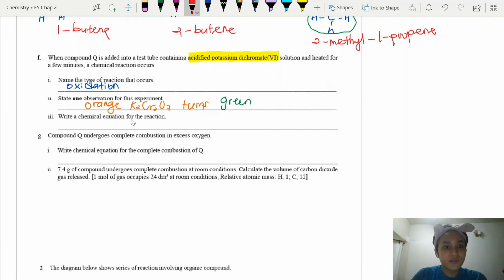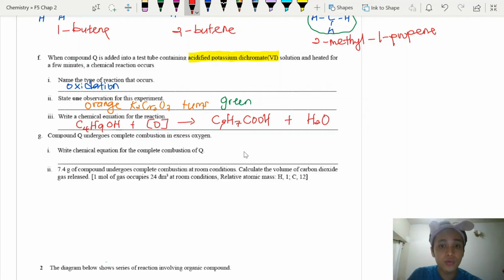Write a chemical equation. So it's C4H9OH. Remember, when oxidation, we just put a bracket and then oxygen inside. Then you are going to get carboxylic acid, 4 carbon. So you are changing from a butanol to butanoic acid, C3H7COOH, 4 carbons. Then water.